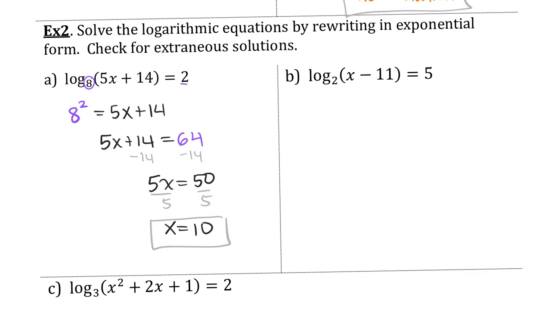Okay, let's look at b. It says the log base 2 of x minus 11 equals 5. Okay, there's no log over here, so I can't use the equality. So I'm going to have to rewrite this in exponential form.